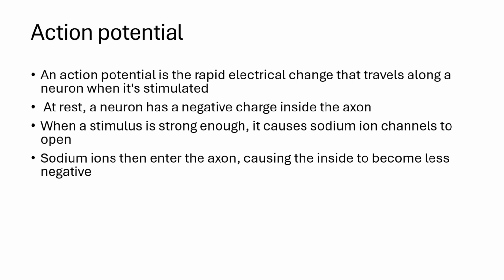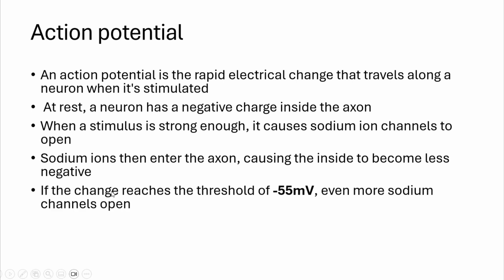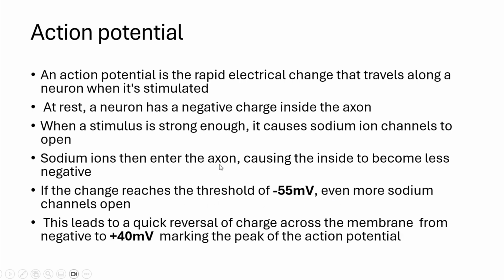So therefore, sodium is going to enter the axon, causing the inside to become less negative and eventually positive, because you've got so much sodium moving in. If the change reaches a threshold of -55, even more sodium channels open, and I'll talk about that in a minute. This leads to a quick reversal of charge across the membrane. It was -70 before, and now it's +40, marking the peak of the action potential. So that +40 is that charge. When you talk about impulses sent across the body, that's what it means by the impulse. It means +40 millivolts. That's what it's talking about.